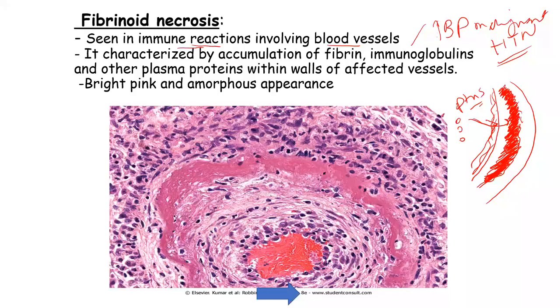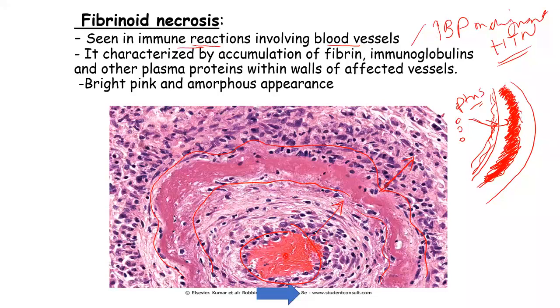Here, if you look, you have the lumen of the blood vessel with these RBCs. Here is the endothelial lining. Here we can find the area of the media replaced by this amorphous pink refractile necrotic tissue, which is the fibrin-like protein material: fibrin, immunoglobulins, plasma proteins. They are deposited here in the affected wall, leading to a bright pink and amorphous appearance. In the rest of the vessel wall, I have a lot of inflammatory cells because this is a case of vasculitis, which means inflammation of the blood vessel wall.